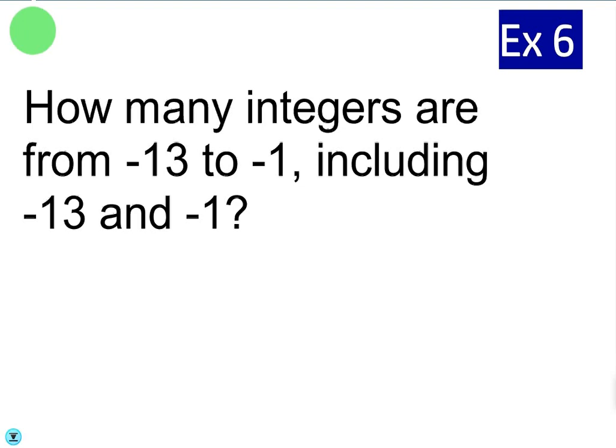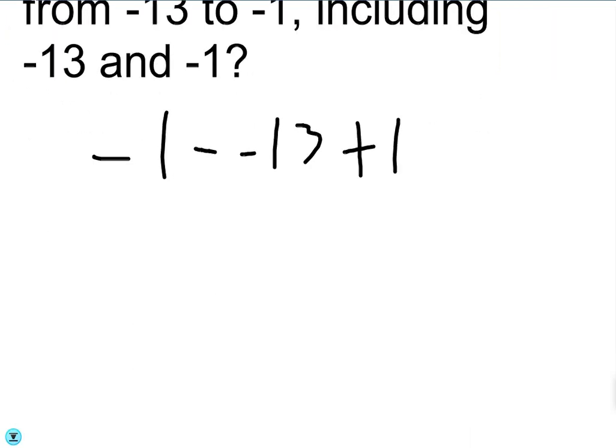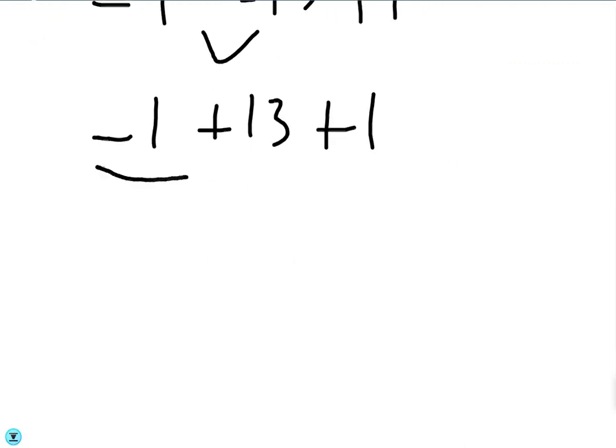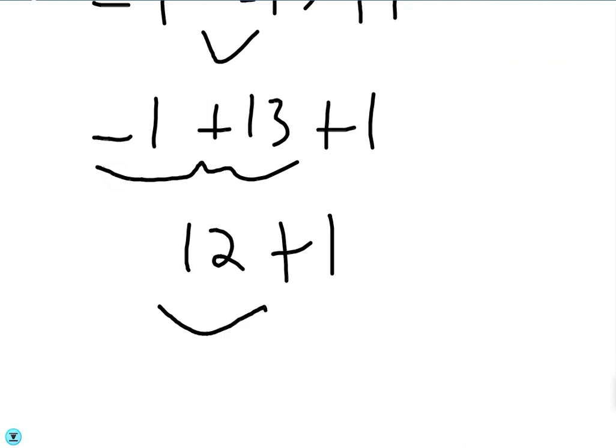It's just the opposite. I'm going to do the bigger number, which is negative 1, minus the smaller, which is negative 13. I'm going to add 1. So that becomes negative 1 plus 13 plus 1. Now, negative 1 plus 13 is 12 plus 1. And the answer is what we thought it would be, 13.